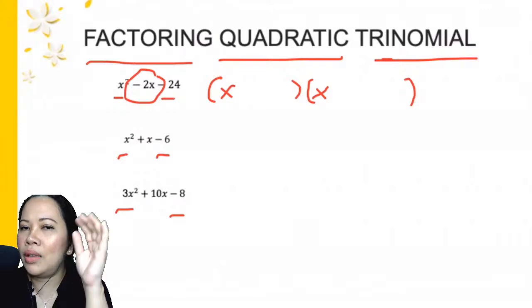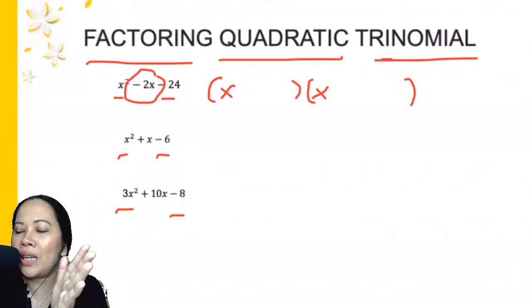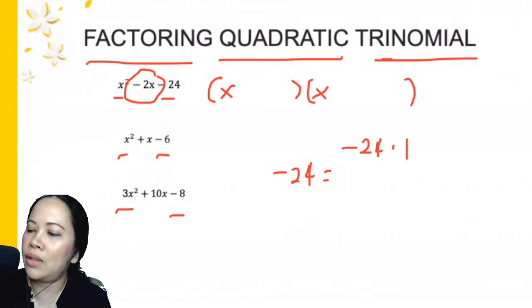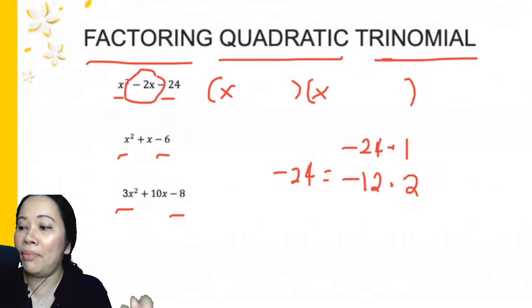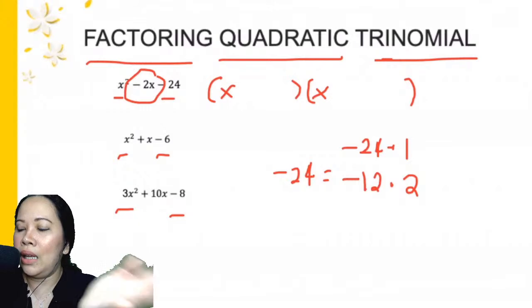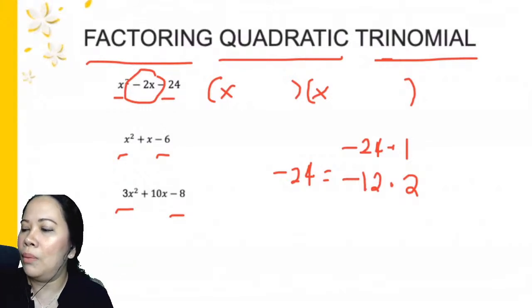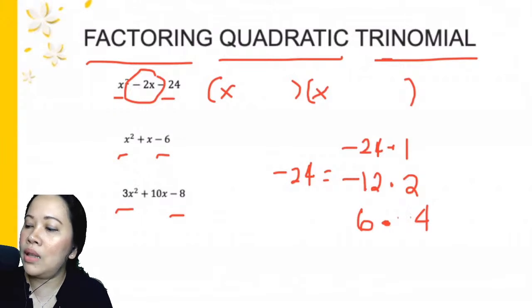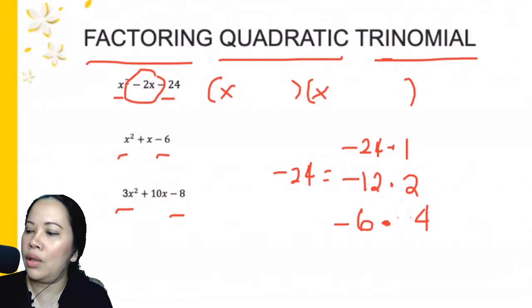Okay, so let's try to write down the factors of negative 24. The factors would be negative 24 times 1. Negative 12 times 2. As I've mentioned, I could put the negative with 2, either way, it's still the same. You can have 6 times negative 4, or negative 6 times 4. Amongst all of these, you would notice that the only one that will give me a 2 when I add is this one.